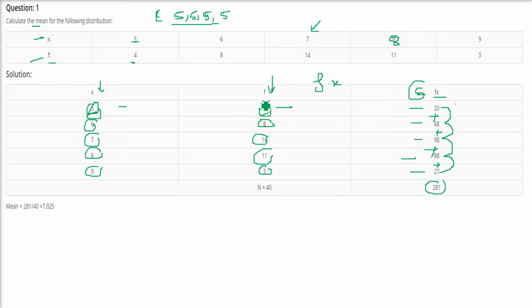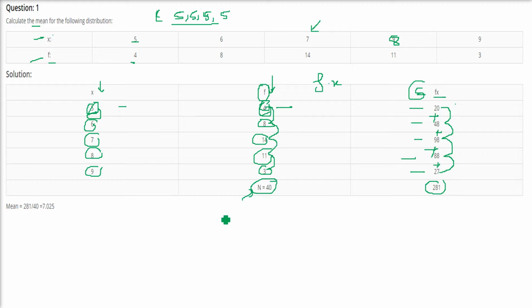Now we add the frequency, that is the number of times these numbers have come. So it will be equal to the number of observations or number of elements in a set. So we add all these, this one, this one, this one, this one, this one, and we get 40. 40 is the number of observations.